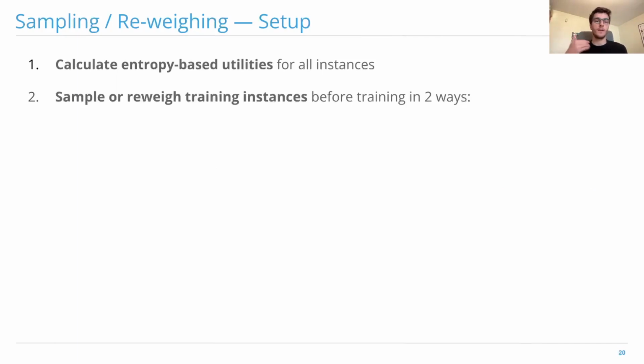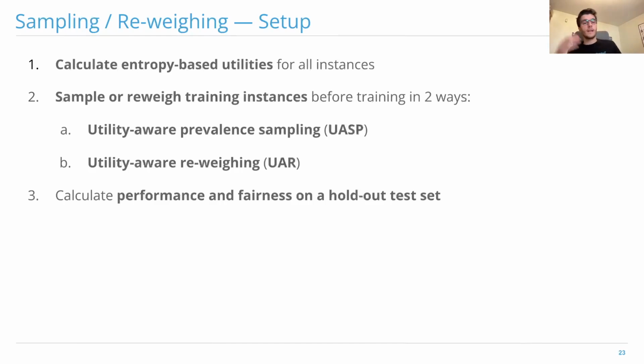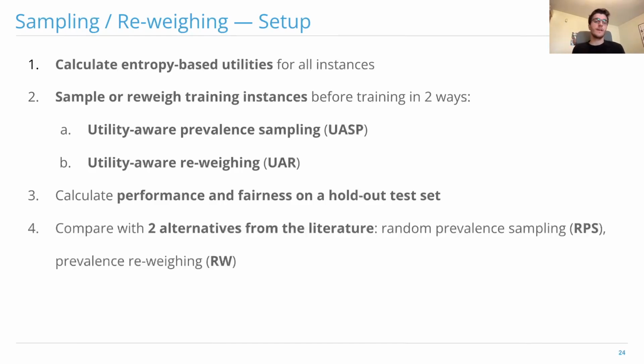Then we sample or reweigh training instances before actually training our final fraud model in one of two ways. Utility-aware prevalence sampling, where we balance fraud rates by discarding the negative examples of the advantaged group, or utility-aware reweighing, where we assign higher weights to instances that have higher utilities in the hope that this will lead the model to be more performant and fair. We then calculate performance and fairness on a holdout test set, and we compare it with two alternatives from the literature that can be seen as random baselines for our two approaches.